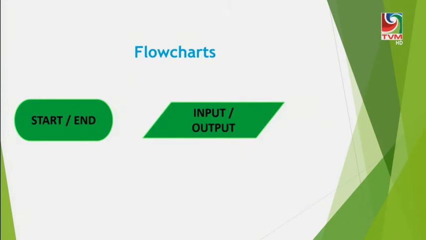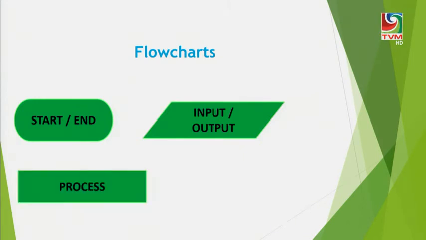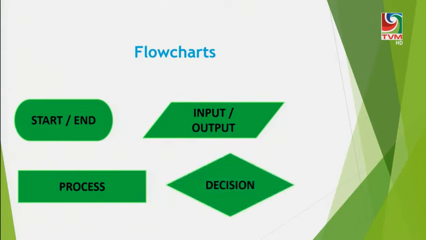It's a parallelogram for input and output statements. For a process, we can use a rectangle. Decisions have to be taken by using a rhombus. And the connections are given by using flow lines. So these are the important symbols used in flowcharts. Again, what is a flowchart? A flowchart is a diagrammatic representation of an algorithm, or a pictorial representation of an algorithm.